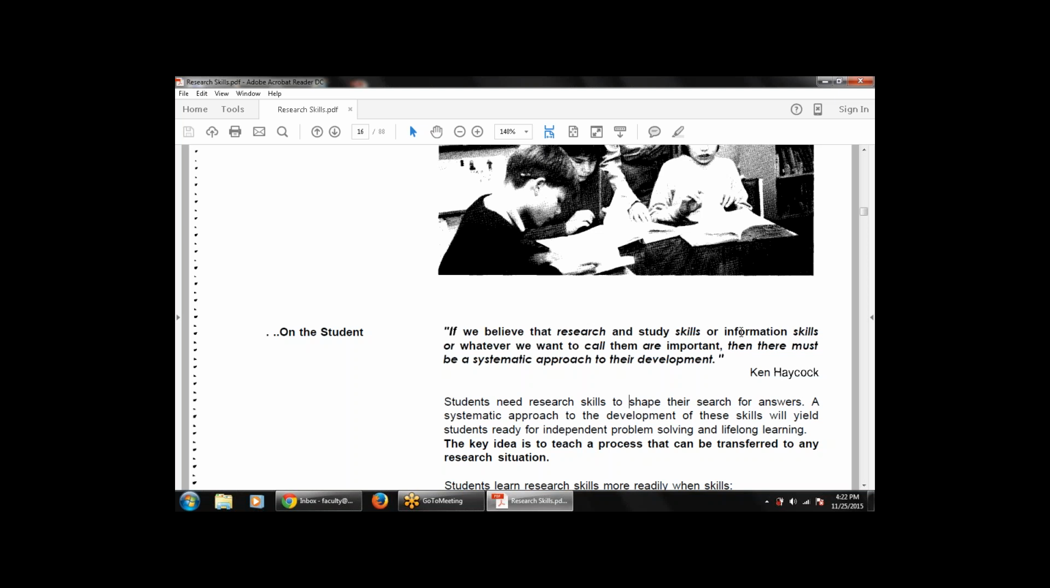Students need research skills to shape their search for the answer. A systematic approach to the development of these skills will yield students ready for independent problem solving and lifelong learning. So whatever skills, whatever criteria are used, are taken by the problem solving process. The key idea is to teach a process that can be transferred to any research situation. That is the main crux, the main idea: to teach a process.